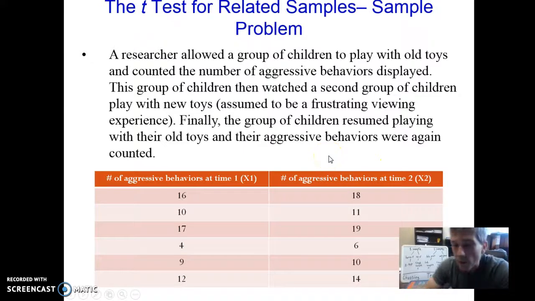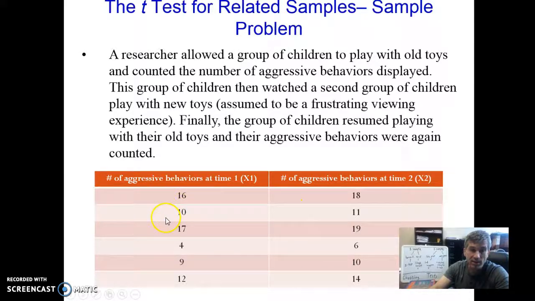So we're doing the same sort of thing here, but with children. So we have kids play with old toys, and kids don't usually care, especially young kids, about what kind of toys they play with. So they play with some old toys. We measure how aggressive they are towards the toys. Then we give them that relative deprivation. They get to watch a second group of kids play with brand new, nicer toys that the first group of kids can't have. Then we take that initial group of kids, we let them play with the old toys again, and again count their aggressive behaviors.